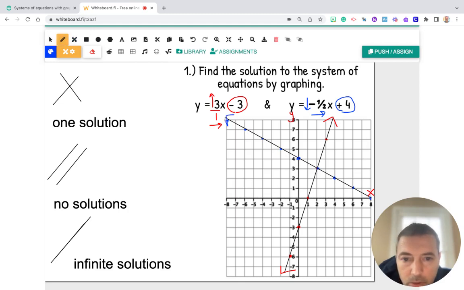All right, so you'll notice they cross at one point. So since they cross at one point, they have one solution. They cross right here. And when we read a coordinate, remember it's x comma y. So the answer to this problem, the solution is 2 comma 3.